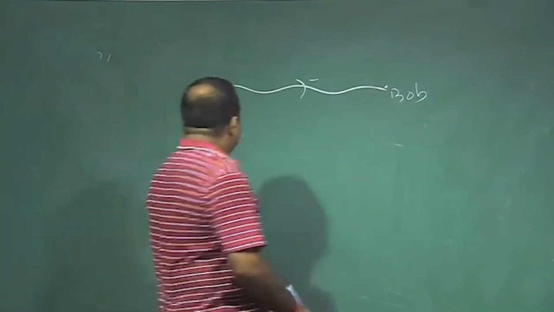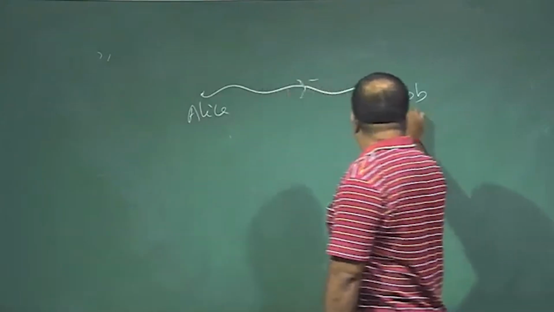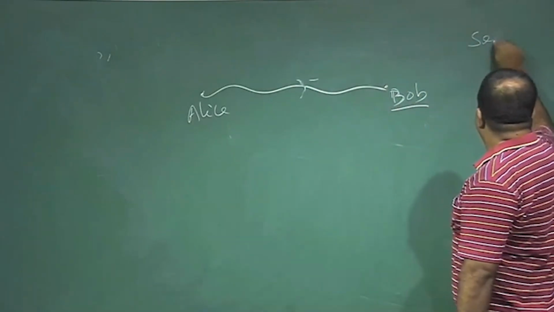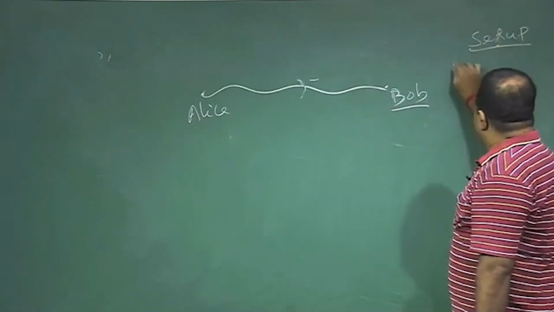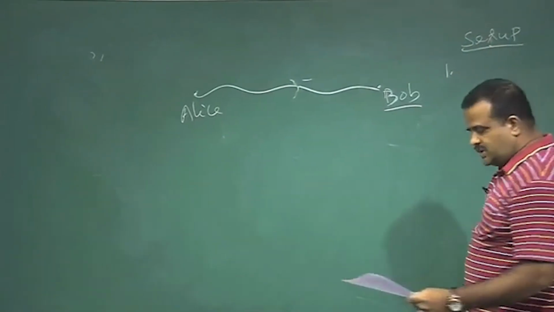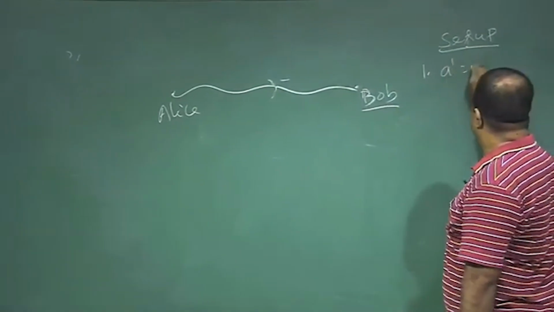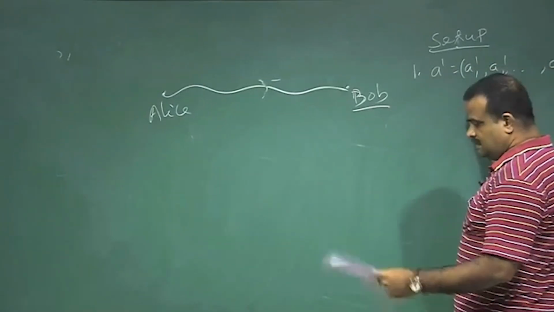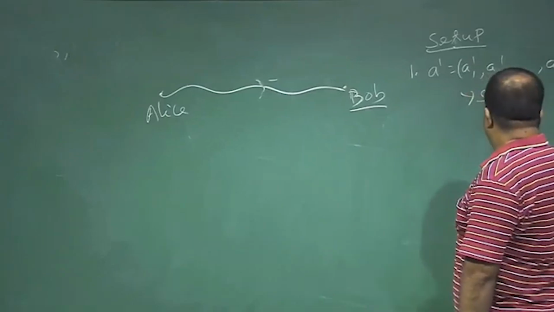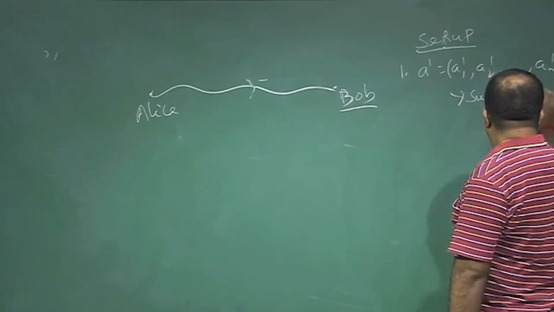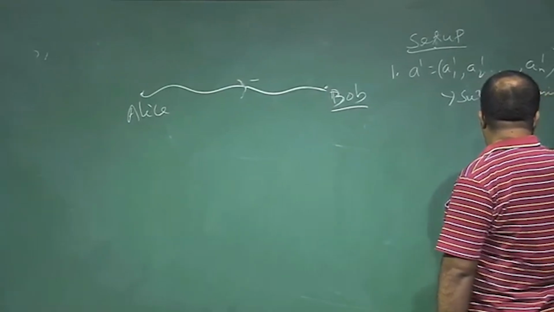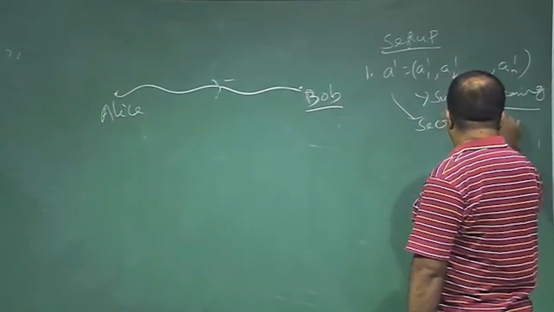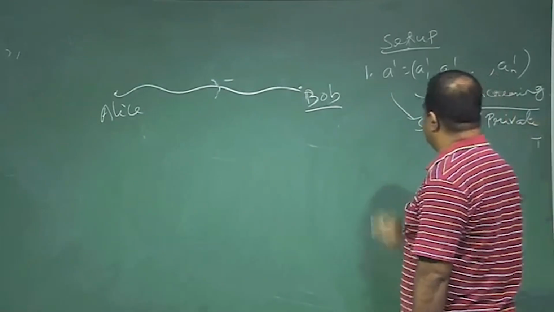So what are we doing? Alice wants to send a message to Bob. So Bob has to generate his public key, private key pair. So this setup Bob is doing. Okay, so what is Bob doing? Bob first chooses a super increasing sequence A prime. This is not public, this is secret. This is the secret key of Bob, or private. Bob is not making this public.